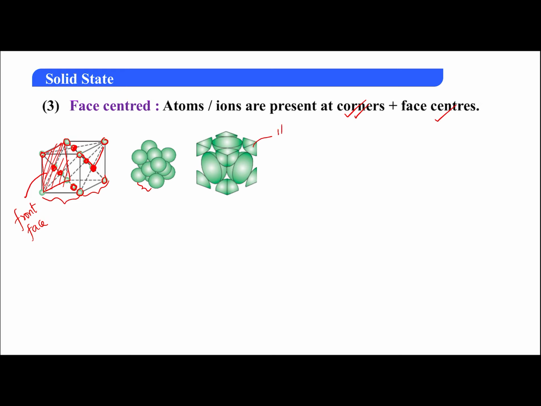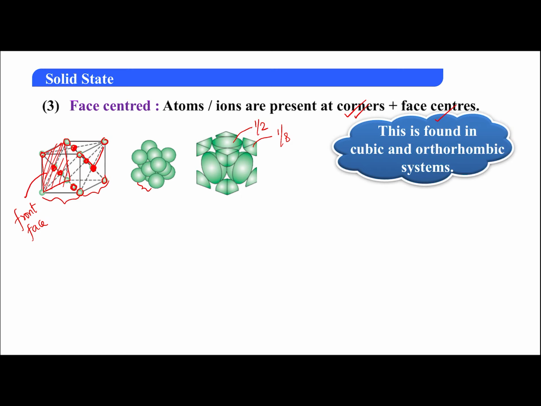Those who really want to know, this is 1/8 and this is half part of the sphere. This is found only in cubic and orthorhombic systems, so only in two places, right. If you remember the first one, primitive was found in all 7, body centered was found in 3, while face centered is found only in 2.